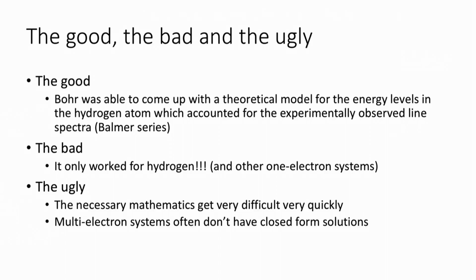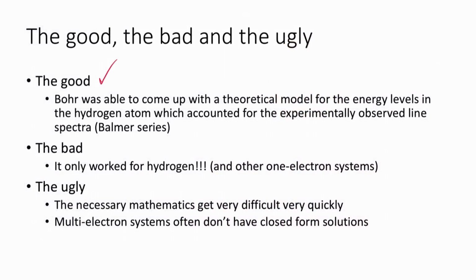Here's the good news. Bohr was able to come up with a model for the different energy levels in the hydrogen atom, and it explained everything that Balmer had observed experimentally. Okay, so that's great. Here's the bad news. It only worked for hydrogen, or perhaps more specifically, things with only one electron in them, which are called one-electron systems. So that was really bad. Okay. You wanted something that would describe not just hydrogen, but all of the other elements in the periodic table. And it just didn't seem to work for anything other than hydrogen.